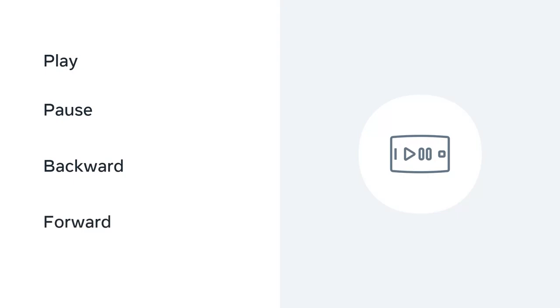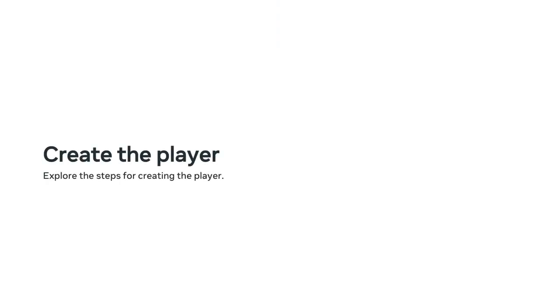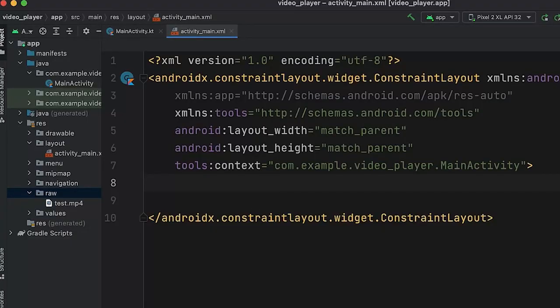It will provide you with the playback controls of the video player, such as play, pause, backward and forward to control the video player. And with the combination of Video View and Media Controller class, you will be able to create your video player. Now, let's move on to what you need to do to actually create your player. As you follow along, keep in mind that this is an overview, so it's okay if you don't understand everything that's happening in the code.